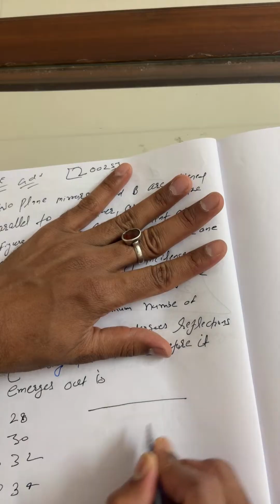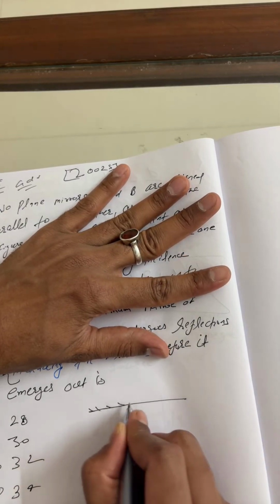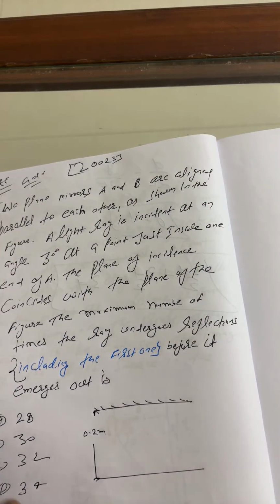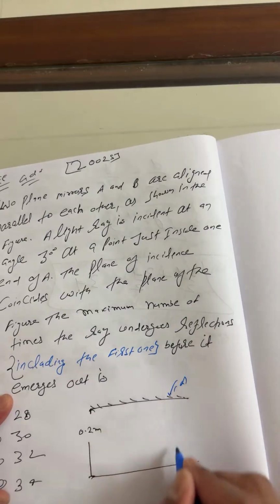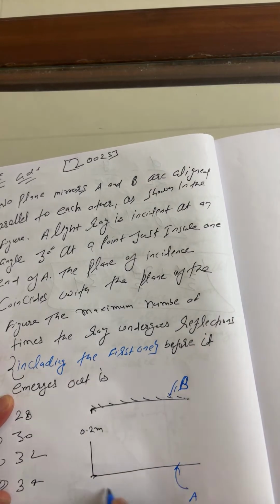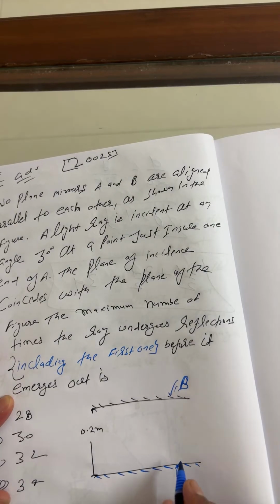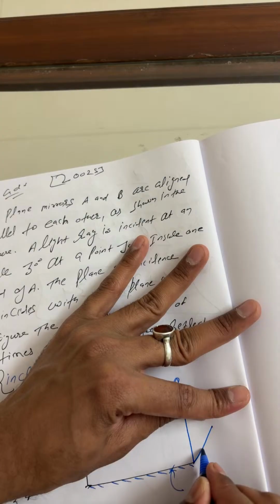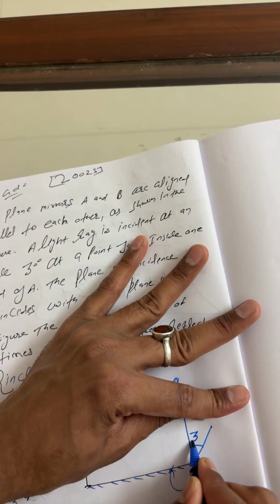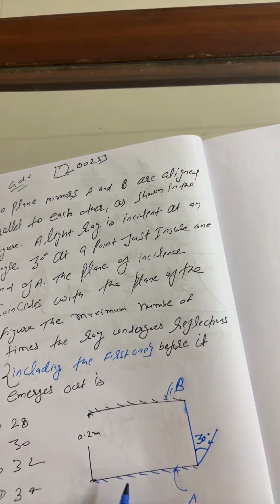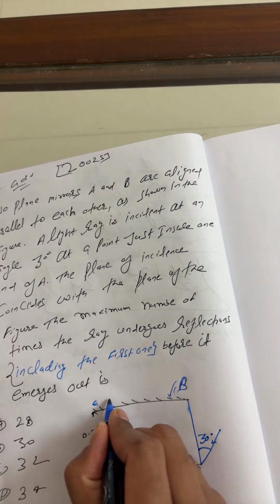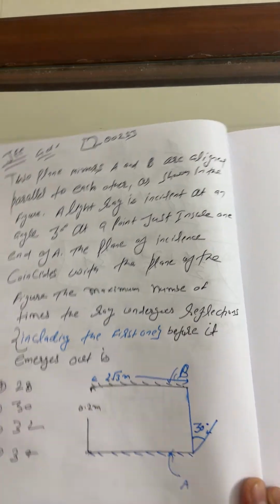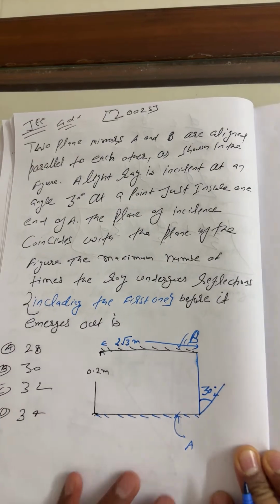The separation is 0.2 meter. This is mirror A, this is mirror B. There is a ray falling at 30 degree. This length is mentioned as 2 root 3 meter.